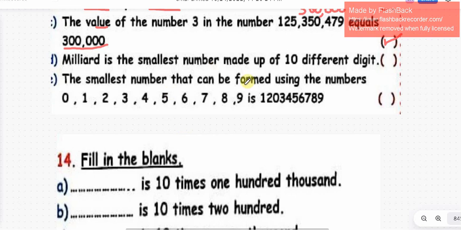Milliard is the smallest number made up of 10 different digits. I'm gonna write milliard.